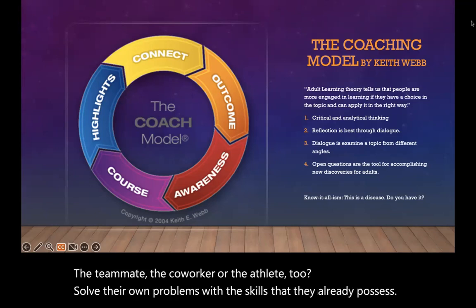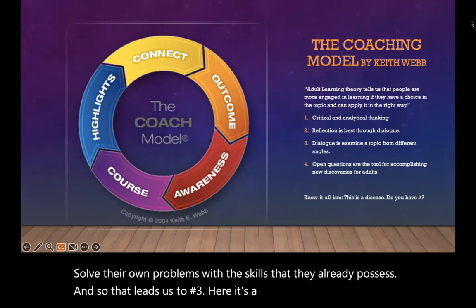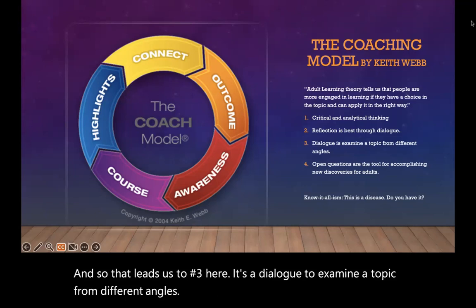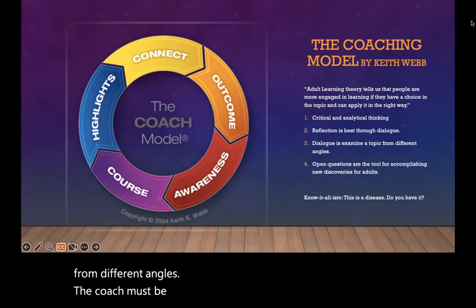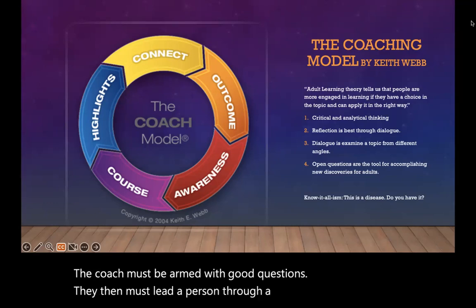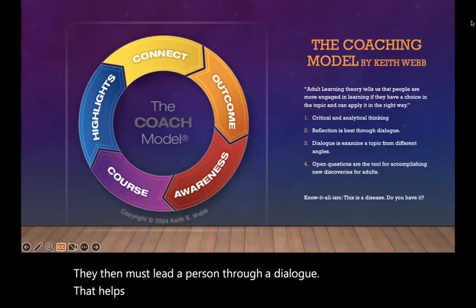And so that leads us to number 3 here. It's a dialogue to examine a topic from different angles. The coach must be armed with good questions. They then must lead a person through a dialogue that helps them examine the topic from different angles.